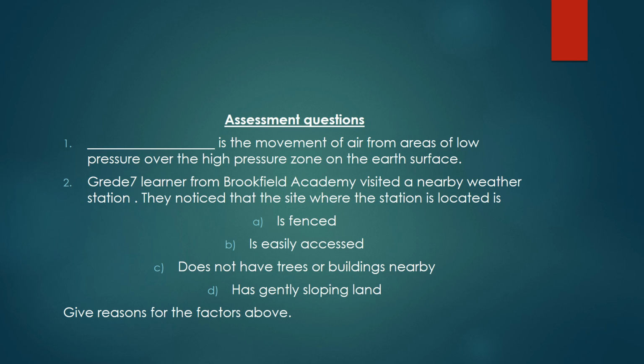Number 2, a grade 7 learner from Brookfield Academy visited a nearby weather station. They noticed that the site where the station is: number 1, fenced; number 2, easily accessed; number 3, does not have trees or buildings nearby; number 4, has gently sloping land. Give reasons for the factors above.